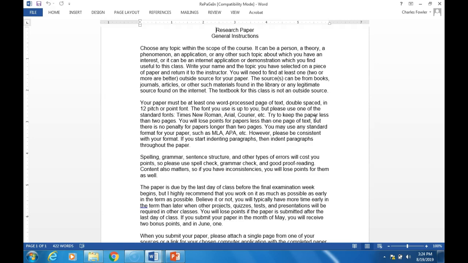Another sort of practical thing. You have more time to work on it now than you will any time later in the term. Believe it or not, you don't have any quizzes or tests or projects in general due right away. So you're going to have more time now than you will later. Get started on it sooner rather than later.